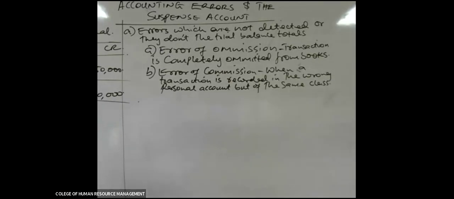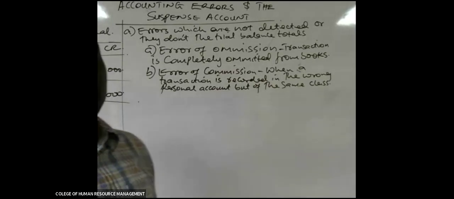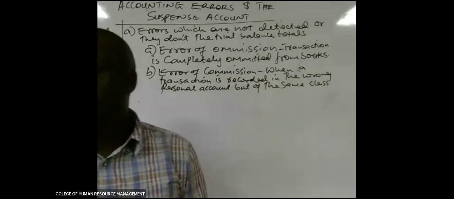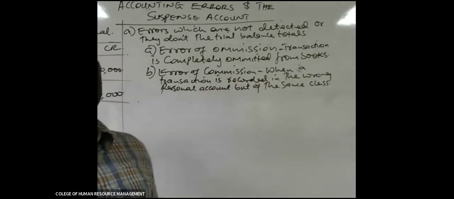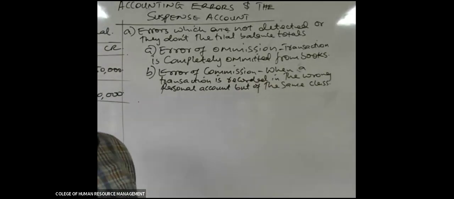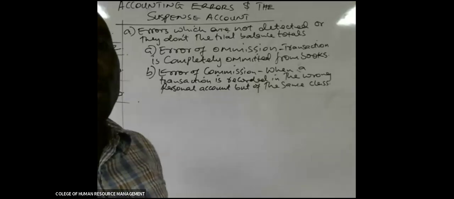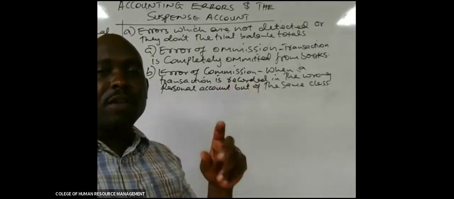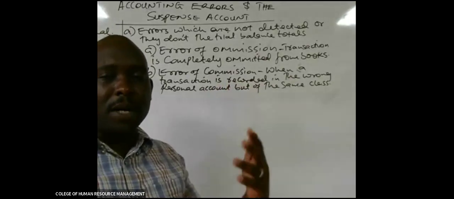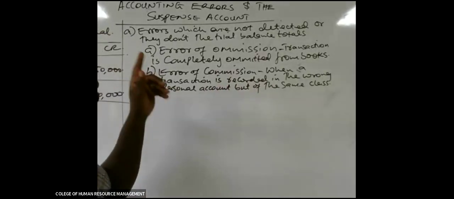If, for example, I have bought goods from Rusi on credit, I make a mistake and record that transaction in the account of Rusia. That one will be an error of commission. I have sold goods to Joan, but when recording, I put it in the account of John. That is the error of commission. You post an entry in the wrong person, but that wrong person is of the same class. Either both of them are debtors or both of them are creditors.